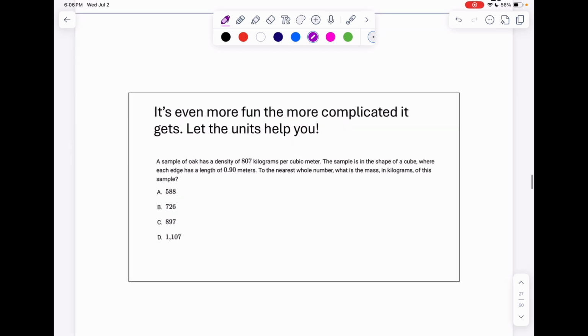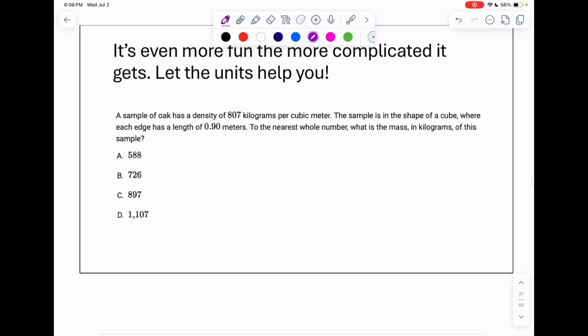So it's even more fun the more complicated it gets, and we can let our units help us. Here's a problem that says, a sample of oak has a density, that's our density, of 807 kilograms per, which means divide, cubic meter. It's tempting to write cm for that, but that's centimeters. What we mean by cubic meter is meters cubed. So it's 807 kilograms per 1 meter cubed.